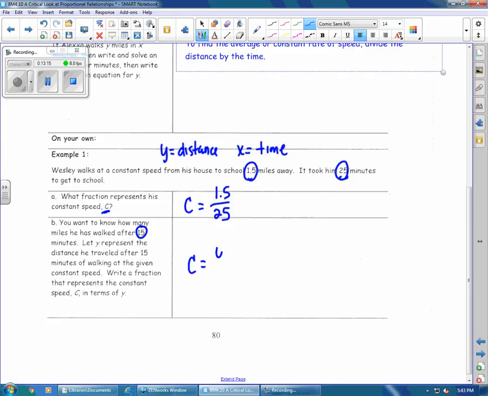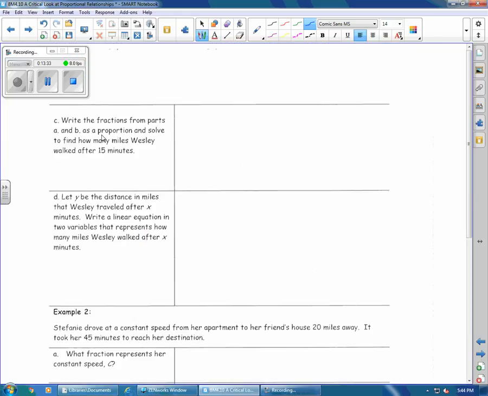So y is our distance. We don't know how far it is. And 15 is our time. So the other half of the proportion, we've got distance would be y over 15. On the next page, on page 81, it says write the fractions from parts A and B as a proportion and solve to find out how many miles Wesley walked after 15 minutes. See, I told you it was confusing.